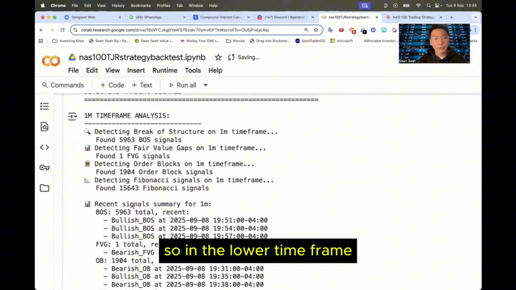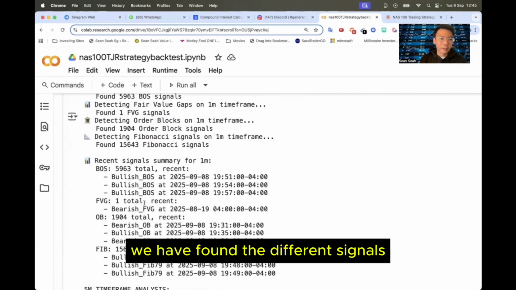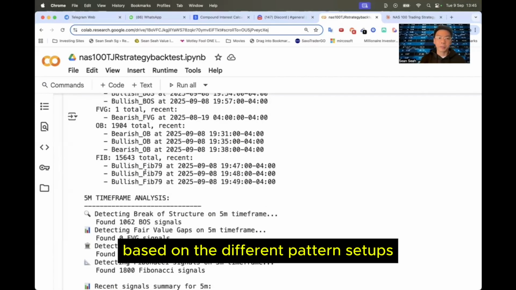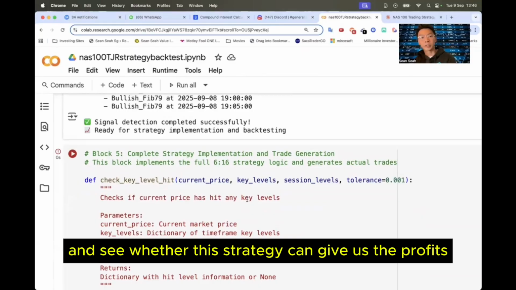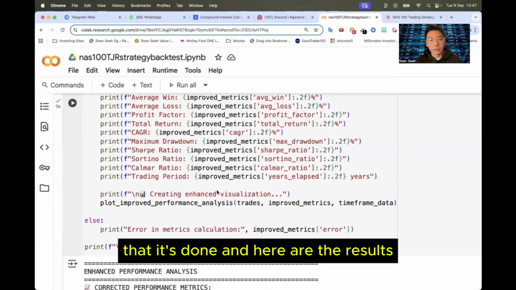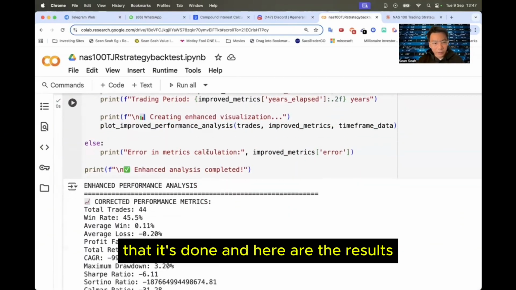So in the lower time frame, we have found the different signals based on the different pattern setups. Finally, with all the signals, let's do a backtest and see whether this strategy can give us the profits that it's done. And here are the results.